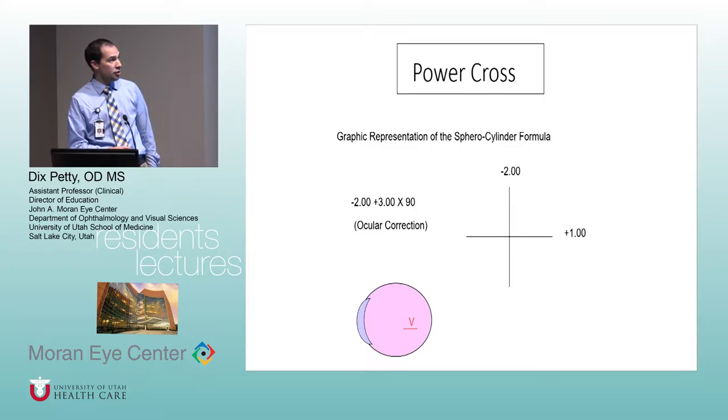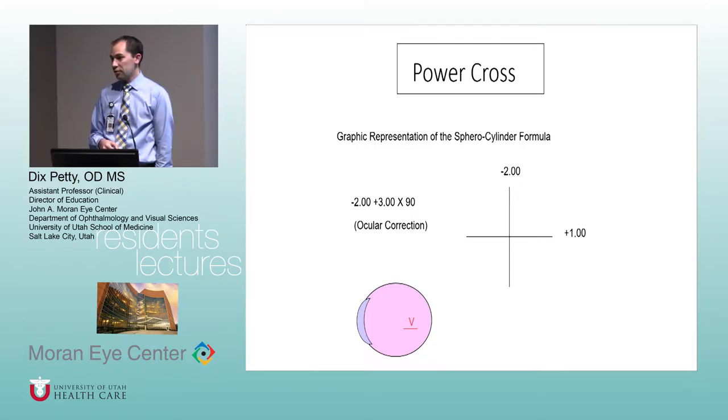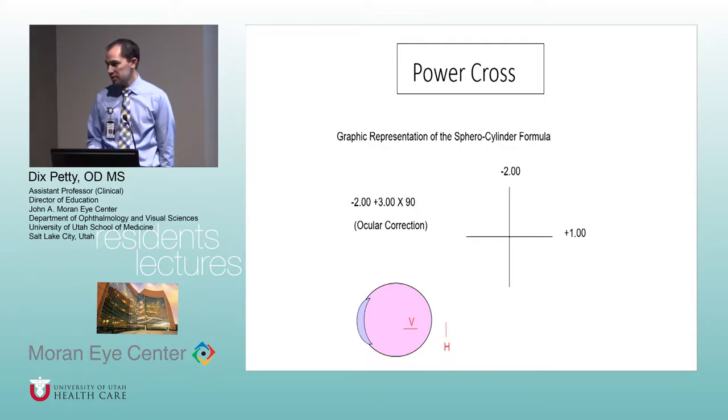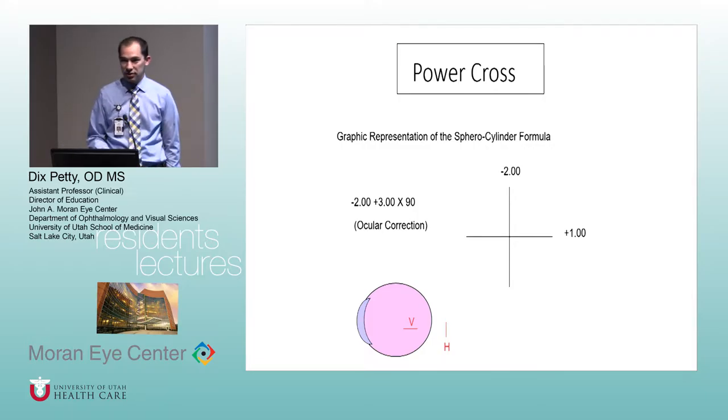The vertical line, a -2, is actually going to produce a horizontal line in front of the retina. And the +1 will produce a vertical. I know I have these labeled as H and V. That's just saying which power they're coming from on the power cross. So this vertical line here, the -2, will produce an image in front of the retina. That's a horizontal line. The horizontal +1 will produce a vertical image behind the retina. A little confusing there because it seems backwards, but that's exactly what the lenses end up doing.